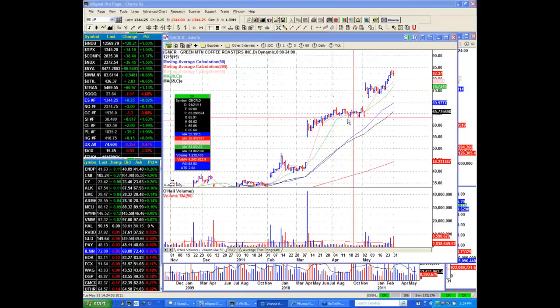But it shows that Green Mountain has not violated its 10-day moving average, it appears, since at least somewhere in here back in late February. So we have been more than 7 weeks now where you have not seen a violation. These are closes below, but it never actually moves lower than the intraday low of each of these first closes, so it never violated. So you wouldn't use the 10-day right now.